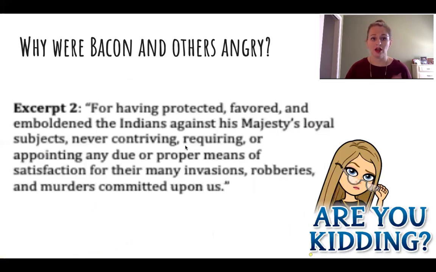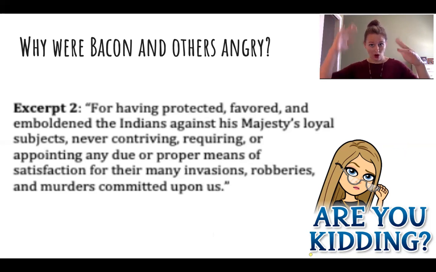Let's look at the next thing. Again, we're going to read this together. Tell me why they were angry? Number two: "For having protected, favored, and emboldened the Indians against his majesty's loyal subjects, never contriving, requiring, or appointing any due or proper means of satisfaction for their many invasions, robberies, and murders committed upon us."